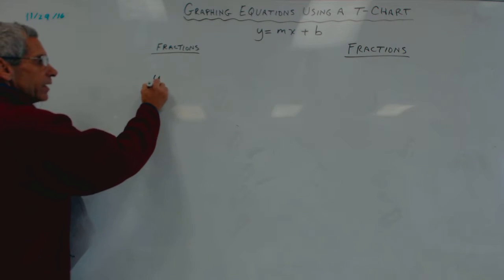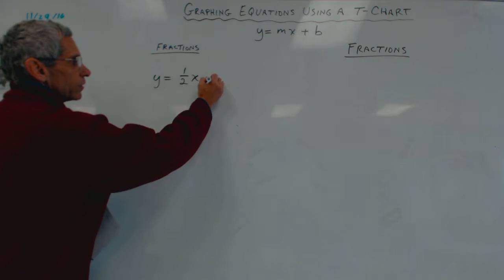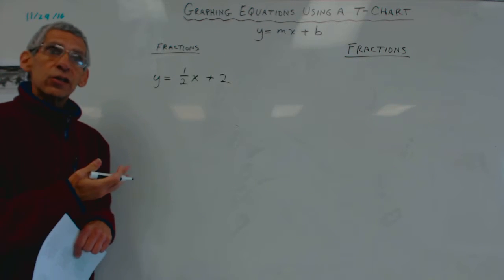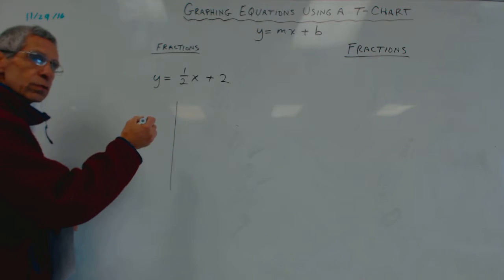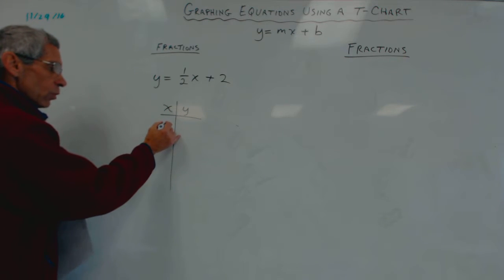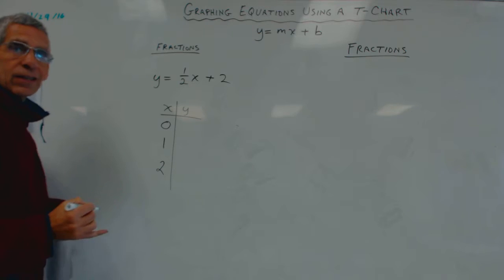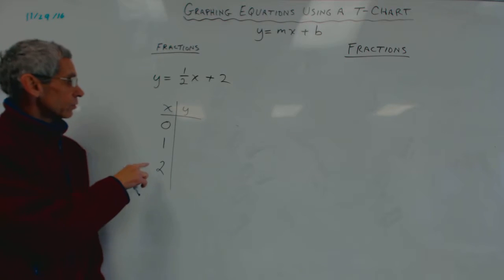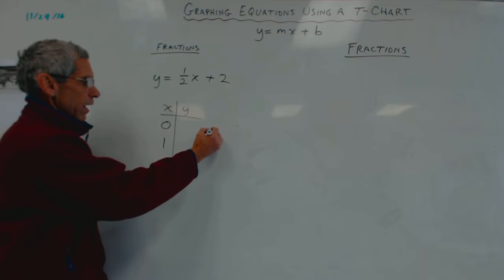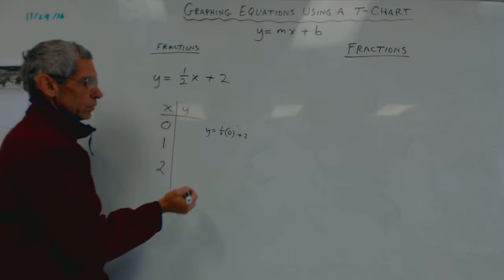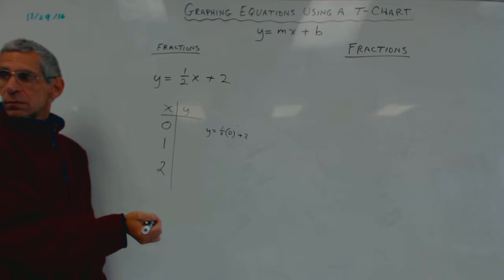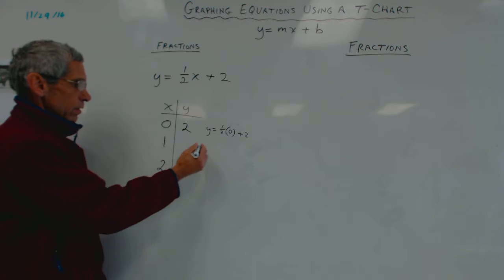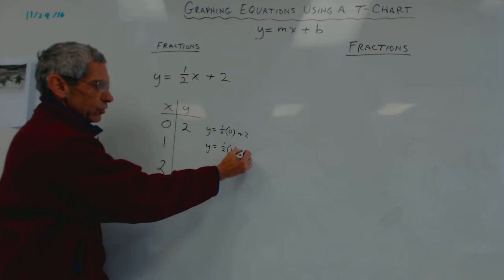So what if I gave you y is equal to 1/2 x plus 2? Now, I could use my 0, 1, and 2. I could do that. It totally works. The only trouble is you're going to have fractions in your answer, right? So I'm going to first do it the way I've been showing you, just 0, 1, and 2. Now, if x were 0, y is equal to 1/2 times 0 plus 2. What's the answer? 0 or 2. So anything times 0 is 0, so that's out. So it's just 2, right? And then y is equal to 1/2 times 1 plus 2. What would that be?